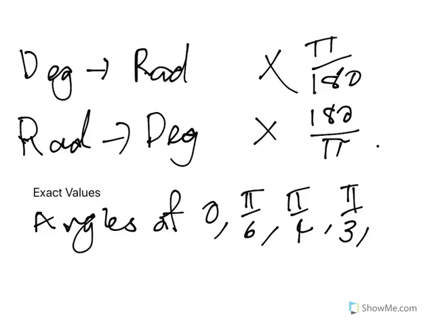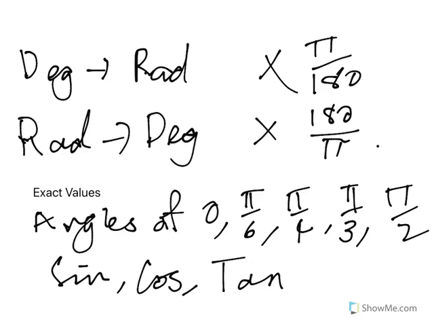Alright, so exact values is the next one. Certain angles, the first quadrant ones, 0, pi/6, pi/4, pi/3 and pi/2, have exact values for sine, cos and tan. Now you're expected to know those, because if you need to know what the sine of pi/3 is in exam 1, then you need to know that off the top of your head. So you either need to commit those to memory or know a way of working it out.